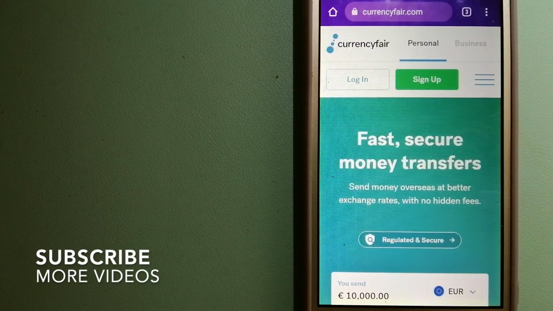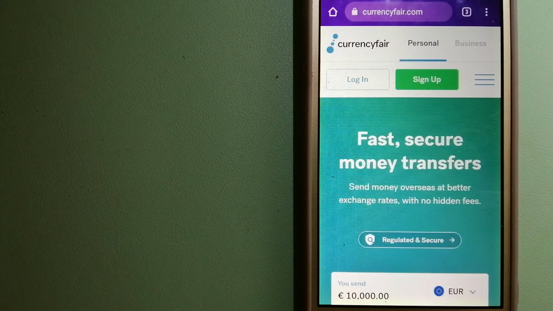Our first option is CurrencyFair. This is a P2P online marketplace that allows individuals and businesses to exchange currencies and send funds to bank accounts worldwide. It uses a unique person-to-person online marketplace to facilitate currency exchange between users in a simple and anonymous fashion.